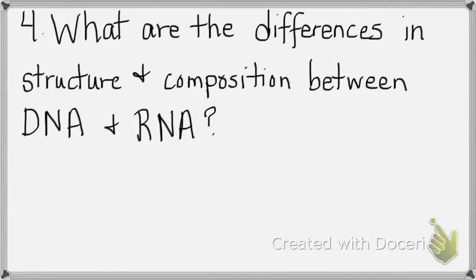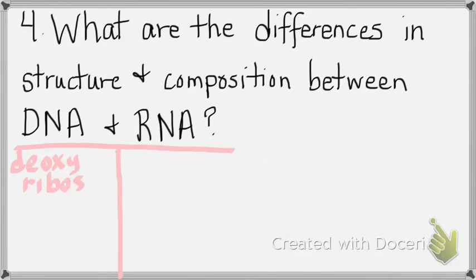Okay, we're going to make a little table here comparing DNA and RNA. And guys, I'd like to find 3 differences between DNA and RNA. I'd like 3 differences. Go ahead. That's good. So DNA has deoxyribose. And RNA has the sugar ribose.